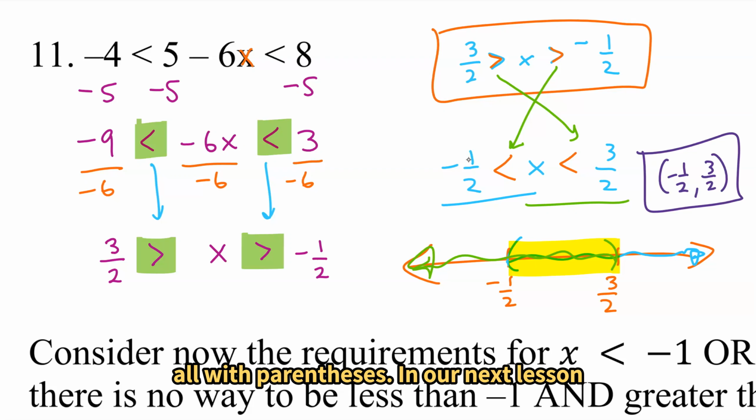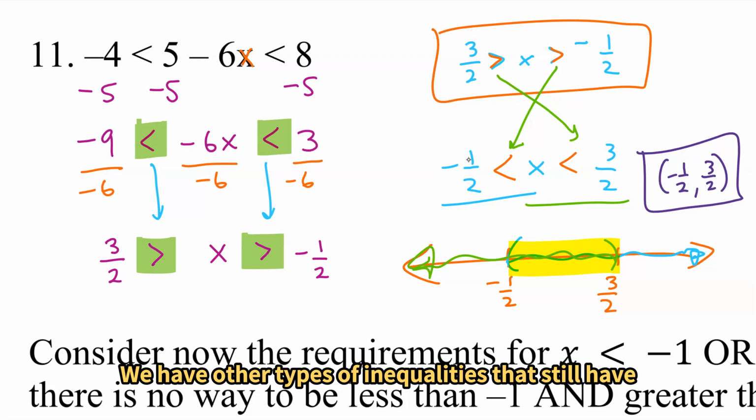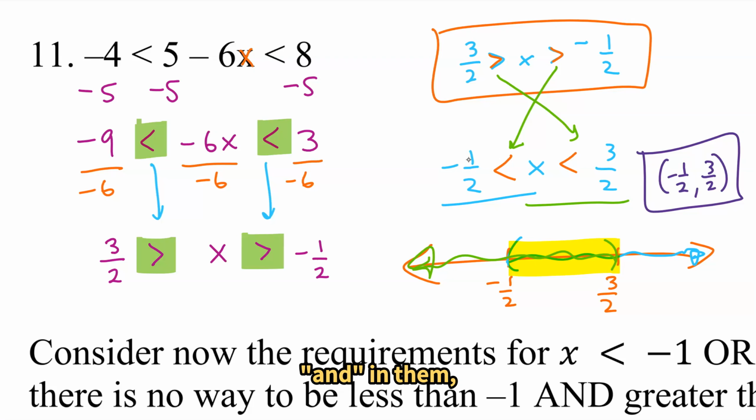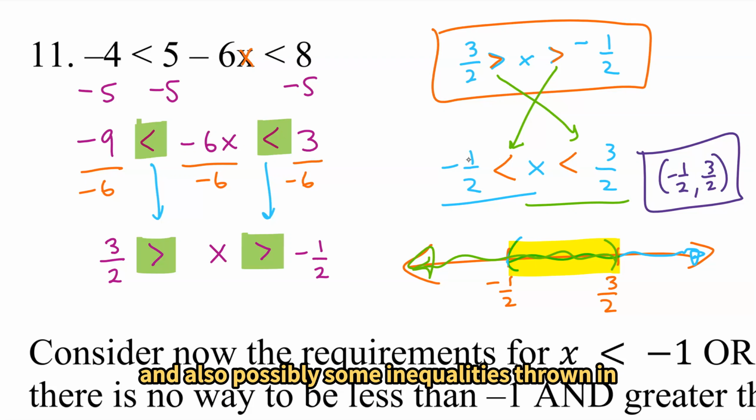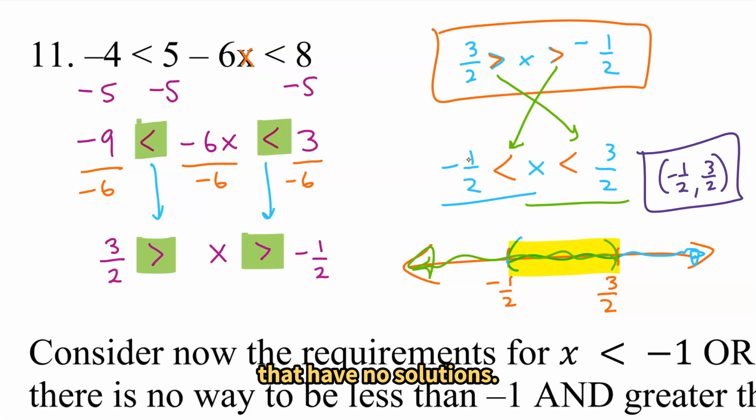In our next lesson, we'll talk about the or compound inequality and how things can change. And we'll also do one or two more examples with an and, where we end up not having a three-part inequality. We have other types of inequalities that still have and in them, and also possibly some inequalities thrown in that have no solutions.